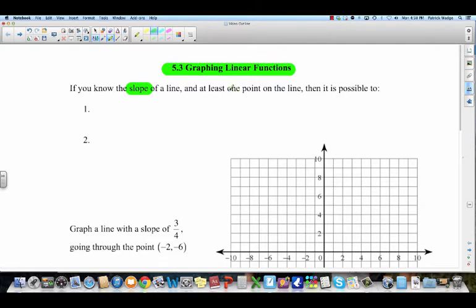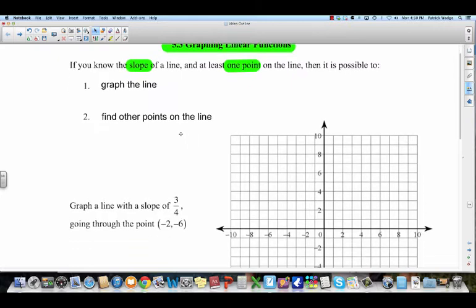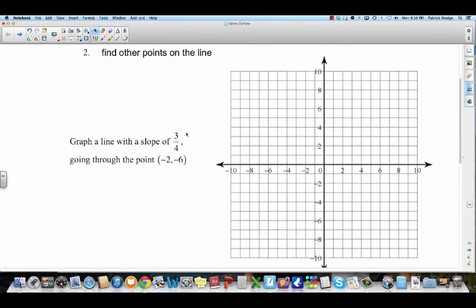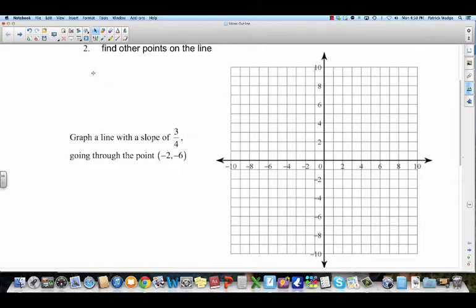And if you know at least one point on the line, then it's possible to graph the line. It's also possible to find other points on the line. So let's do some examples and you'll see what I mean. It says graph a line with a slope of 3 over 4 and it goes through the point -2, -6.